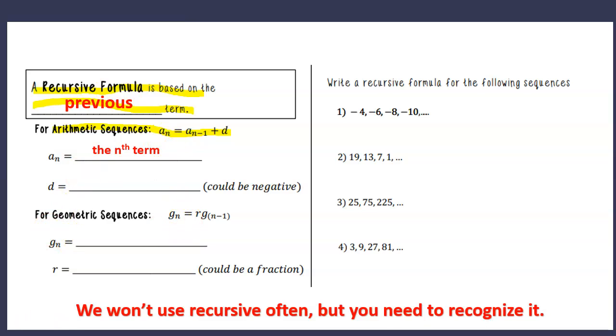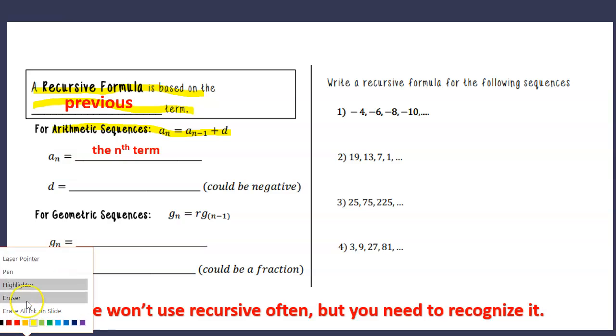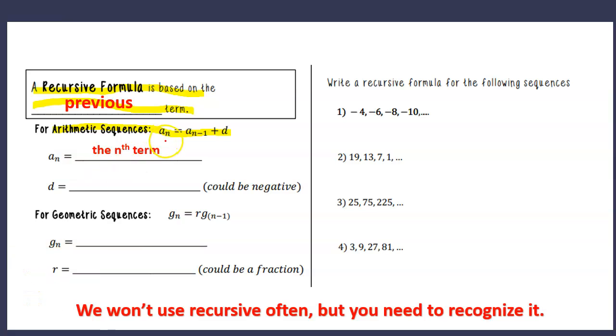And again, if you want to, instead of drawing the blanks, pen, you can draw an arrow and label n as the nth term. D is my common difference. You could draw an arrow to the D and label it common difference. And then this n minus 1 right here, that's the previous term. Okay, I'm going to attempt to write that, but it's probably going to look a mess.